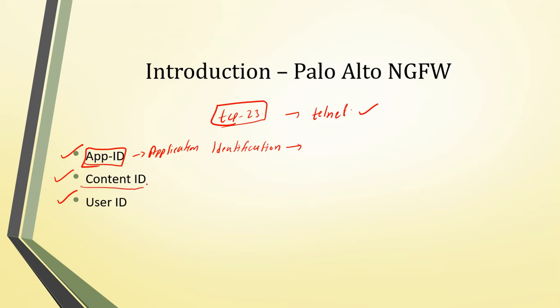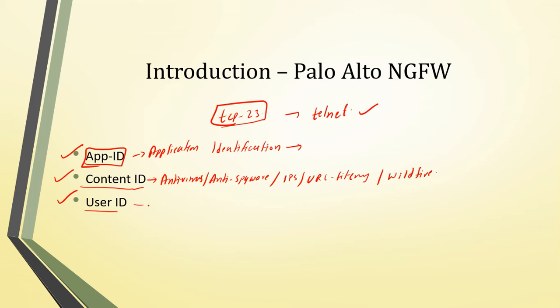In Content-ID, it is providing various security features like antivirus scanning, anti-spyware, IPS, URL filtering, and WildFire. These are the Content-ID features of the Palo Alto Networks firewall.